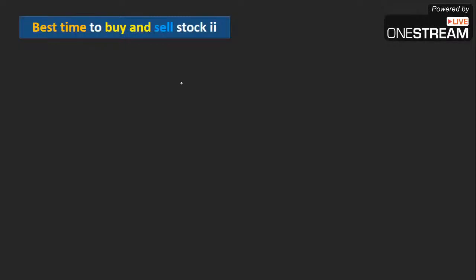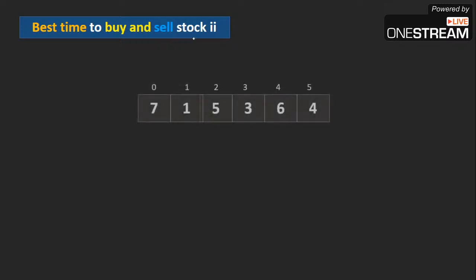Welcome to this video. In this video we're going to solve this coding interview question, best time to buy and sell stock 2. In this problem we're given an array of integers. Each integer represents the price of a stock at a certain day. This integer 7 indicates the price of a stock at the first day.